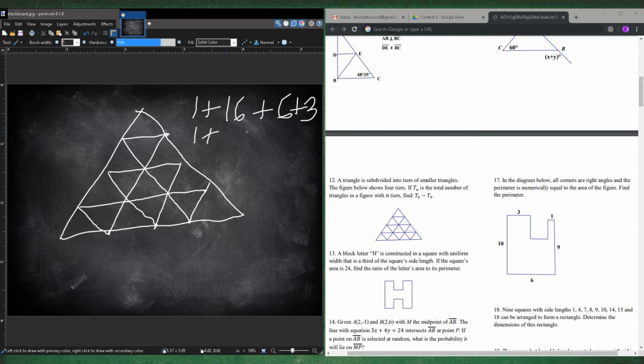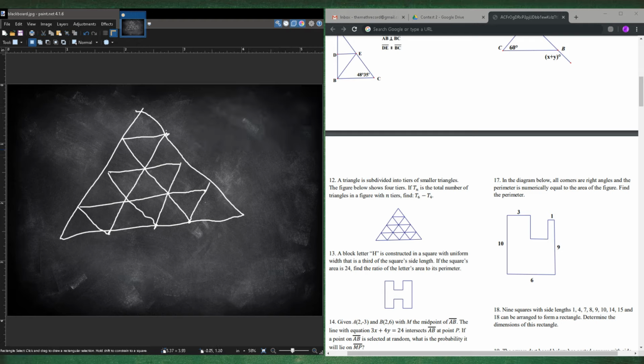So you have 1 plus 16 plus 6 plus 1 plus 3. So that's 9. That makes 9. That's 10. That's 26 and 27. So T4 is 27. Okay? So remember that T4 is 27. Now let's just draw a few more.